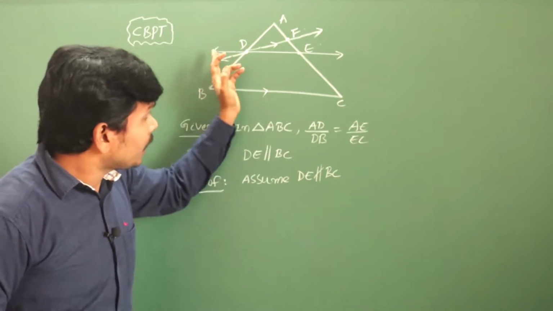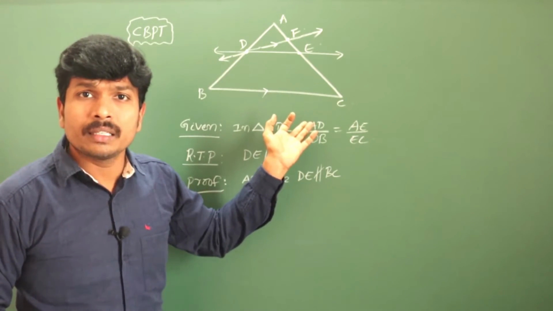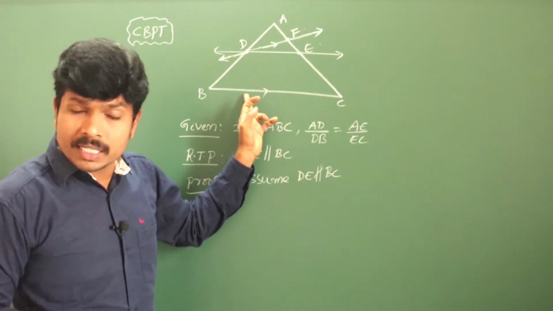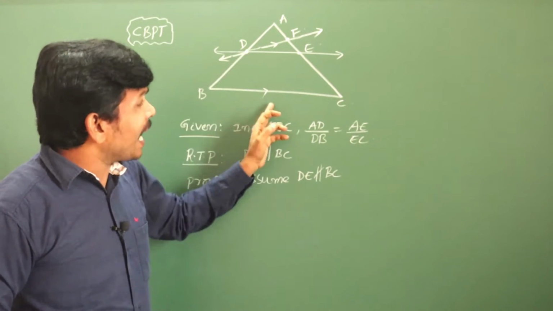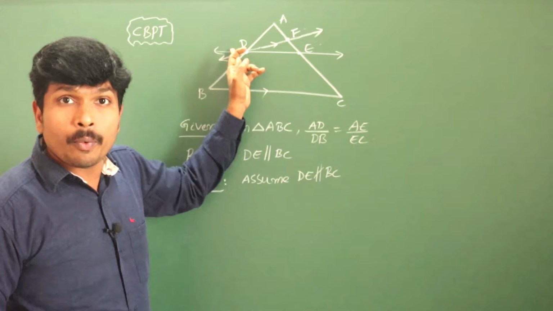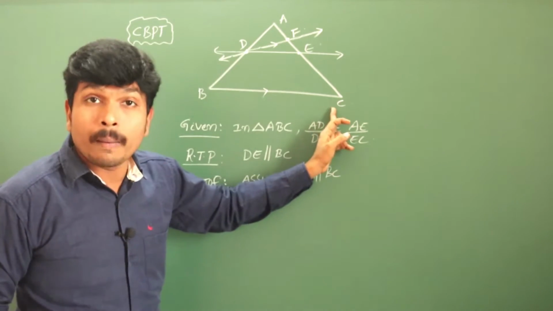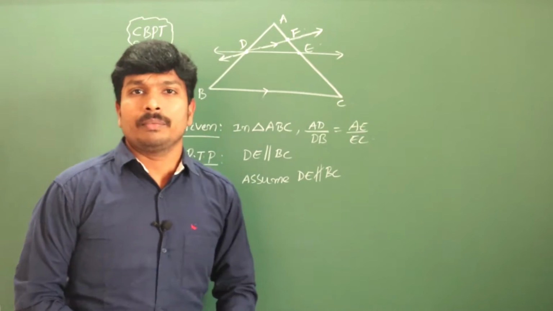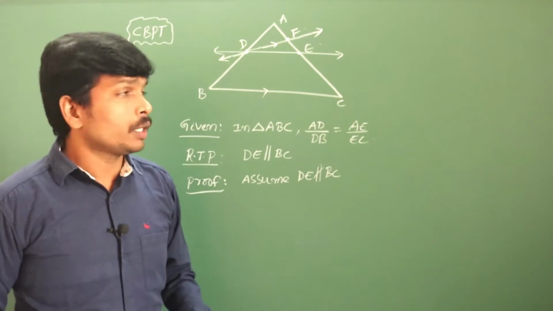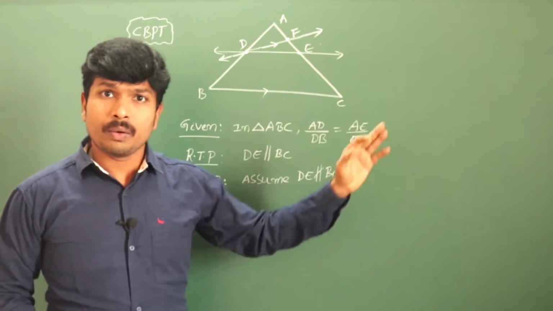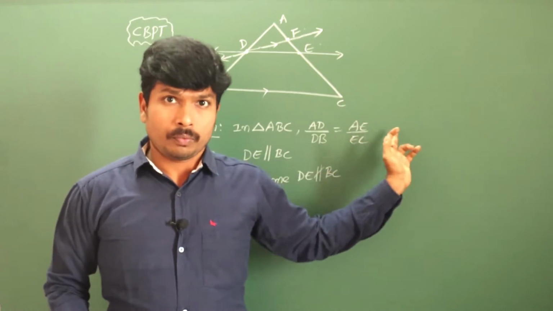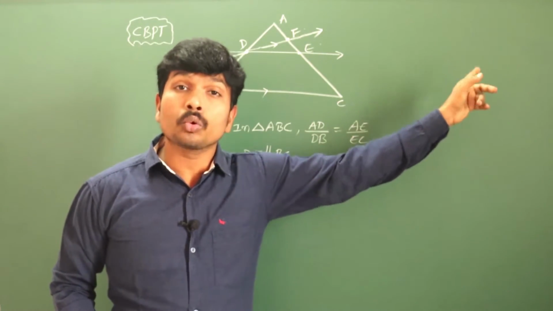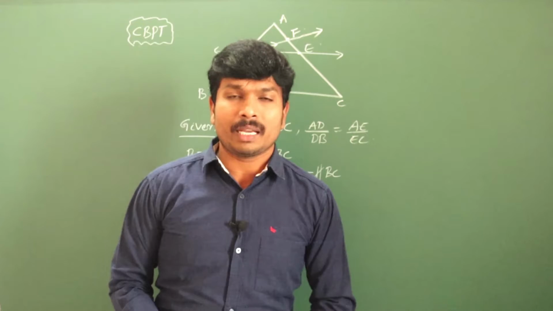Why? Because DE is not parallel to BC. Definitely one parallel line can be drawn through point D which is parallel to BC, by Euclid's parallel axiom. The axiom says that if one point and one line are given, then through that point only one parallel line can be drawn to that line.